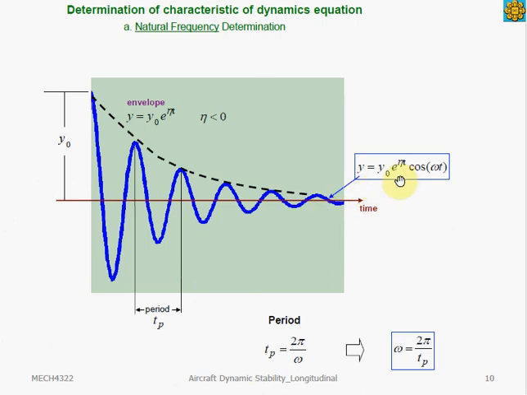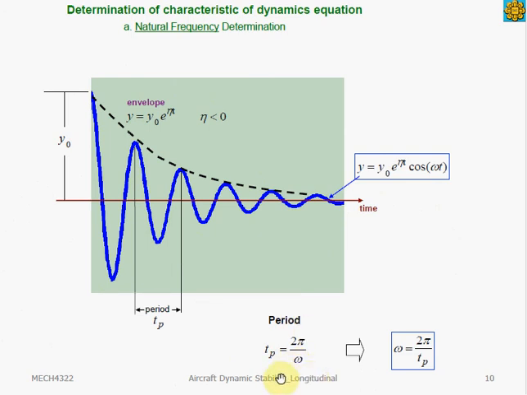This graph can be expressed by this equation, and the envelope of the decay is expressed by this exponential. Notice that these equations are functions of the damping ratio and natural frequency. So this means that we can compute the natural frequency and the damping ratio of the system from this time response graph. This shows that there is a direct relationship between the frequency domain parameters, such as the roots, damping ratio, and natural frequency, and the time domain parameters, such as the period and time to half amplitude.